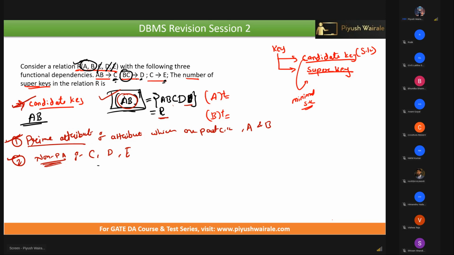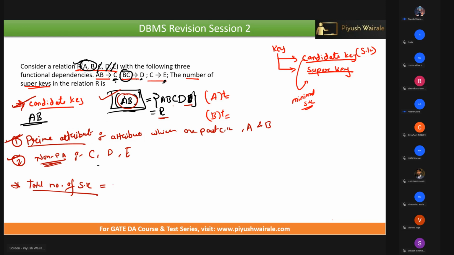Okay, fine. So now the question is the number of super keys. Can anyone tell me how to find out the number of super keys? We have a dedicated video on this. Yes, anyone? It is 2 power the difference between the total number of attributes and the number of attributes in the candidate key.